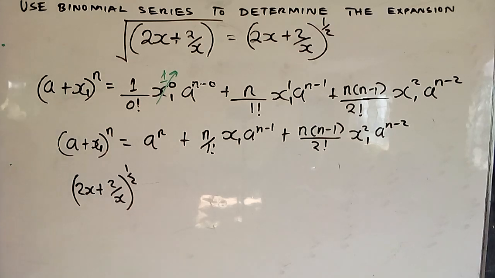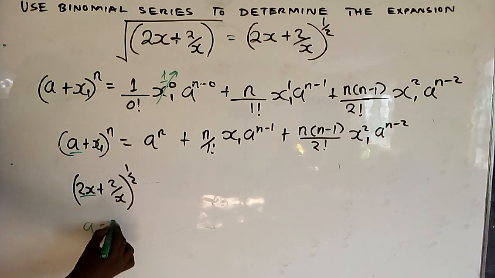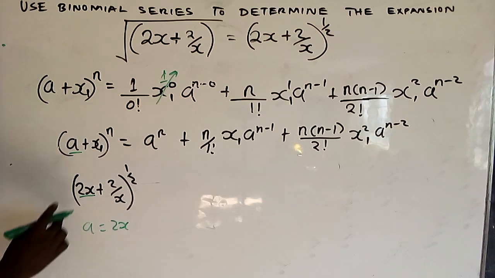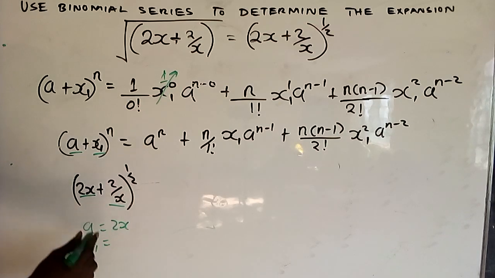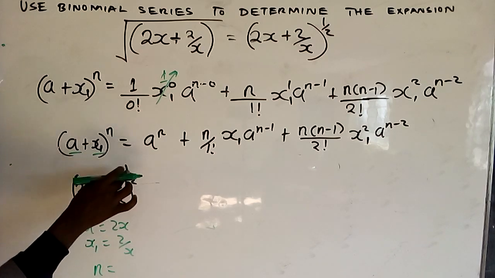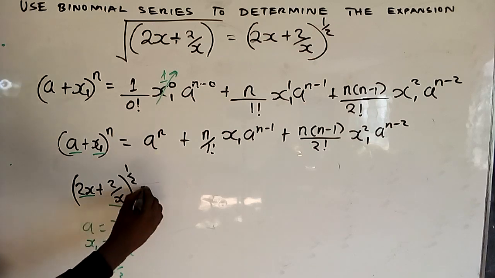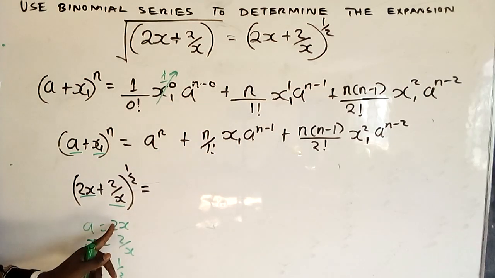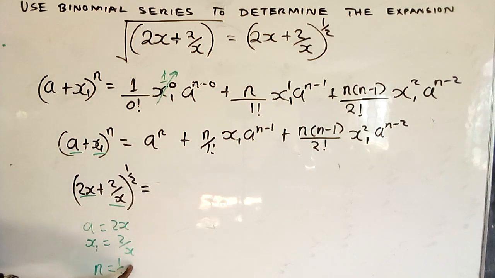So can we now start substituting a? What is a? The position where a is occupied we have 2x, isn't it? Then you move, what is x1? The position x1 is occupied by 2 over x, because there's a positive sign in between both of them, isn't it? Then what is n? The position n is occupied by a half. So what we want to do is just substitution, isn't it? So do the substitution. Where there is a, you put 2x. Where there is x1, you put 2 over x, isn't it?